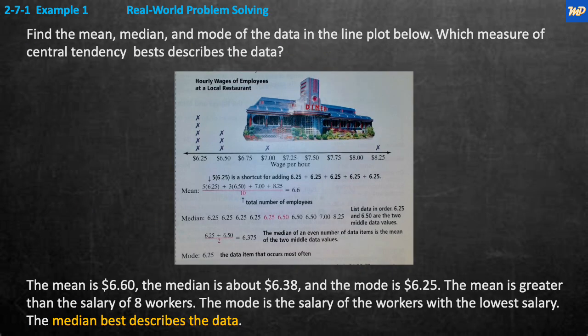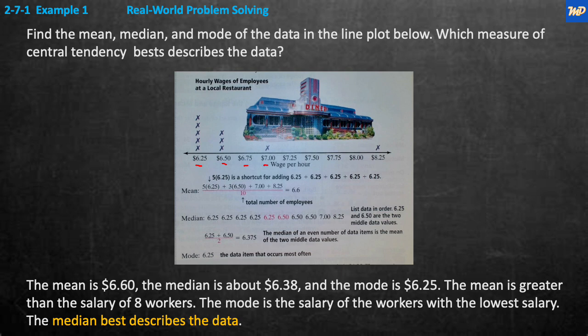Okay, example 1, the real-world problem solving. Find the mean, median, and mode of the data in the line plot below. Which measure of central tendency best describes the data? Okay, if we look at it here, we see it's a cafe, and the heading says hourly wages of employees at a local restaurant. So what do we see? We see a number line, so to speak. We have 6.25, 6.50, 6.75, $7.